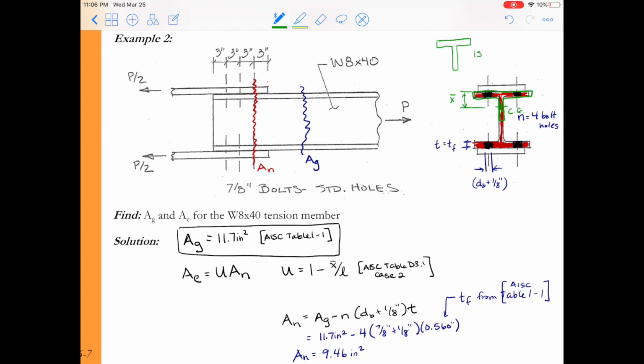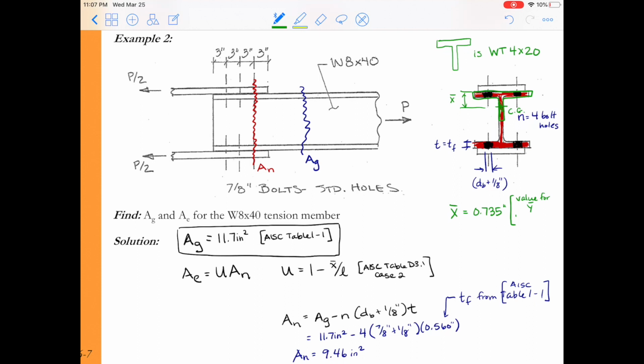If we redraw that green outlined area, that is a WT shape. And I said we could come up with the equivalent WT by taking the W shape and dividing it by 2. So a W8x40 cut in half would become a WT 4x20. Looking up the value for X bar from table 1-8 for WT 4x20, we see that X bar is going to be 0.735 inches.